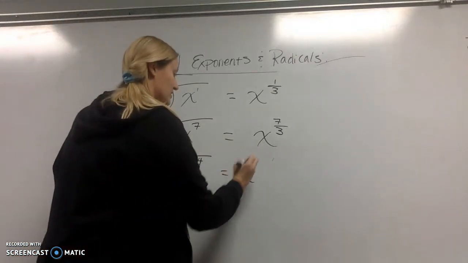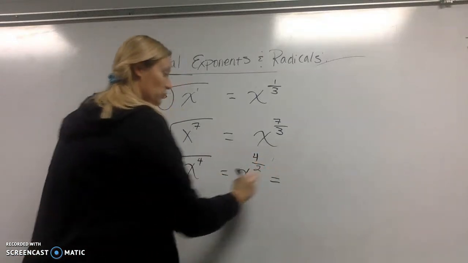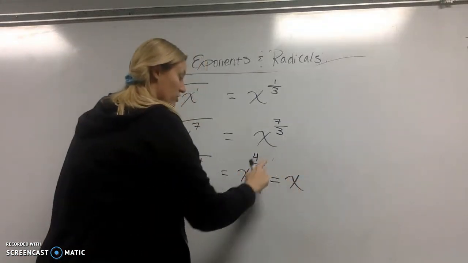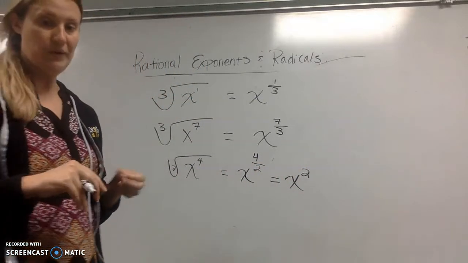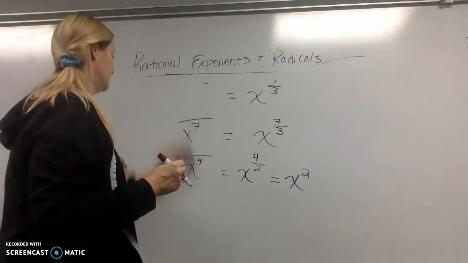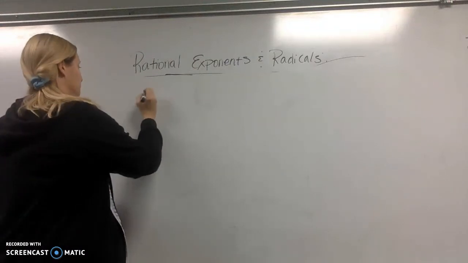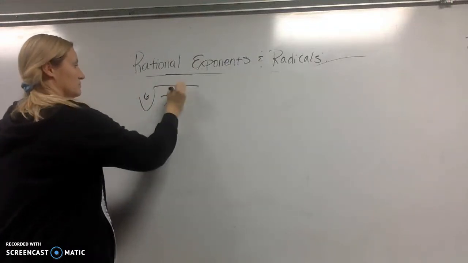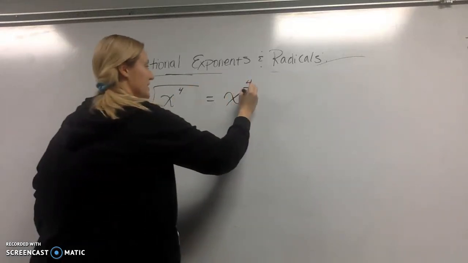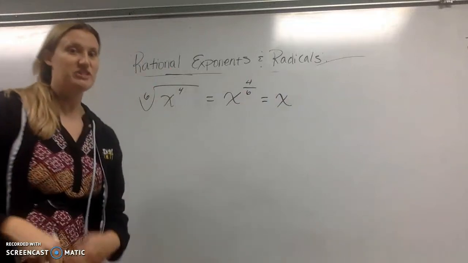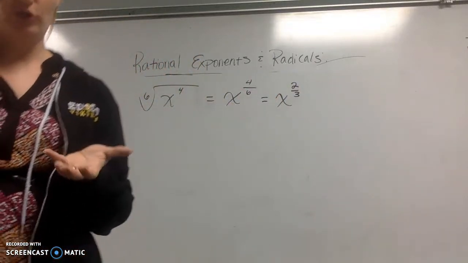So this is now x to the 4. That's my numerator. So my denominator is 2. If you look, this can be simplified. 4 divided by 2 is 2. So this is the same thing as taking x squared. Okay? And you could have, okay, so x is my base, 4 is my numerator, 6 is my denominator. Like any fraction we've ever dealt with, I can simplify 4/6 to 2/3. So that becomes x to the 2/3 power.